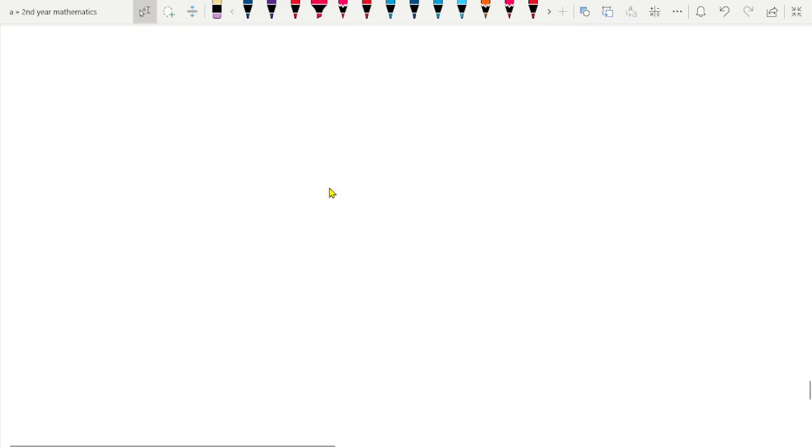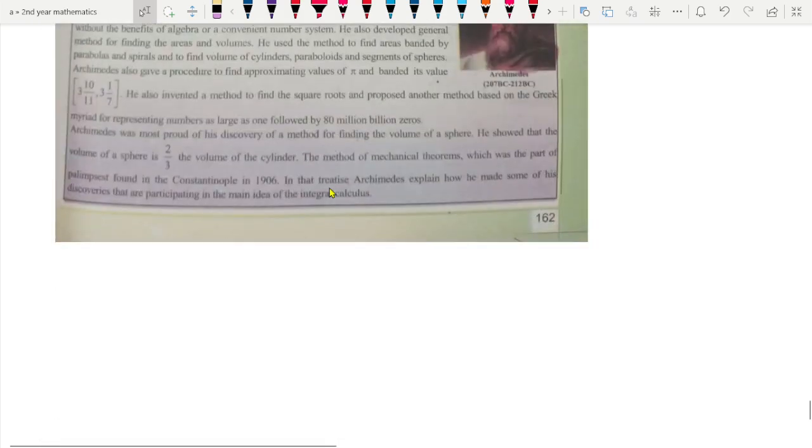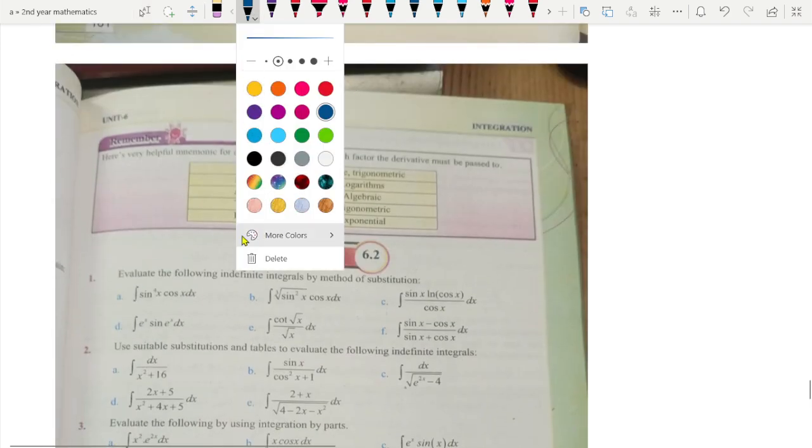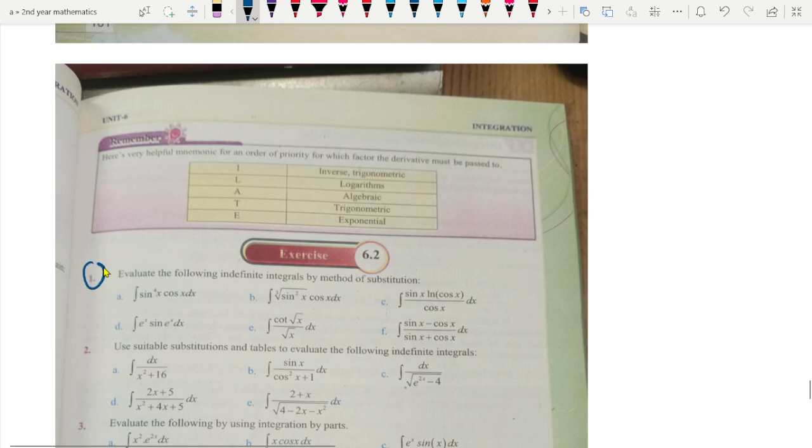Now we will discuss exercise 6.2. The first question we have is this one, the second question is this one, the third question is this one, and the fourth question is this one. So in the next video we will discuss all these questions.